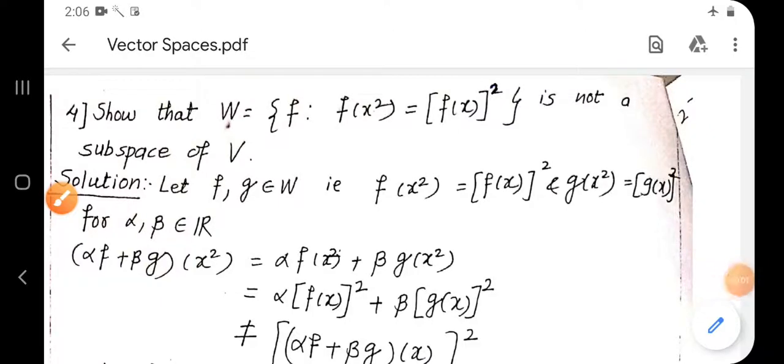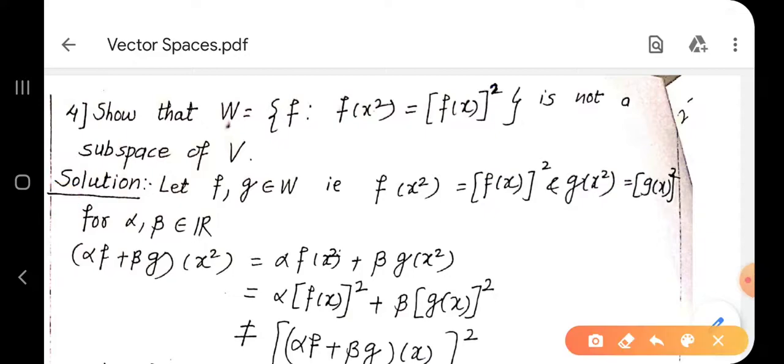Hello everyone and welcome to the next lecture. Today we will solve some more examples on subspace of V.